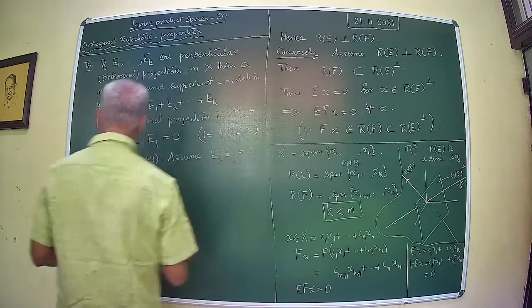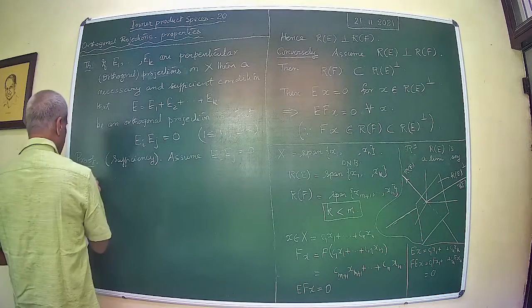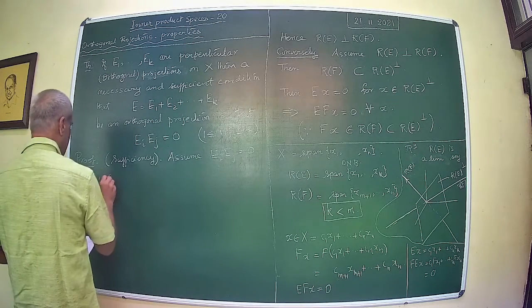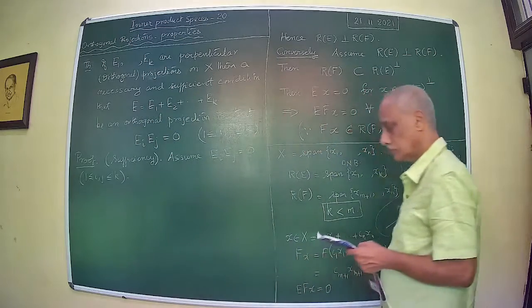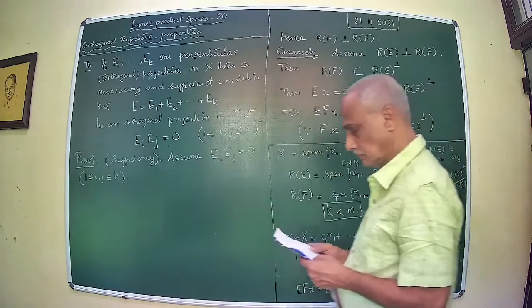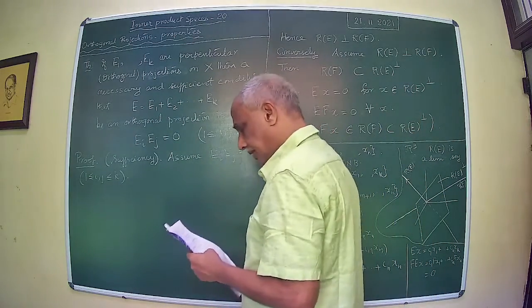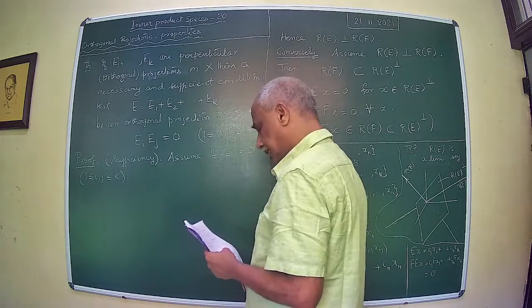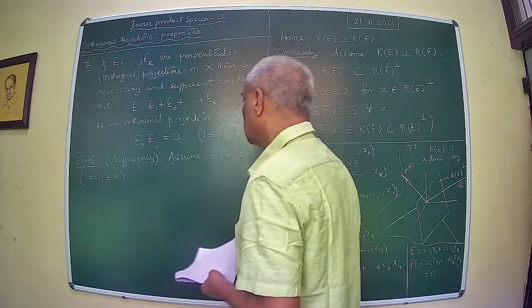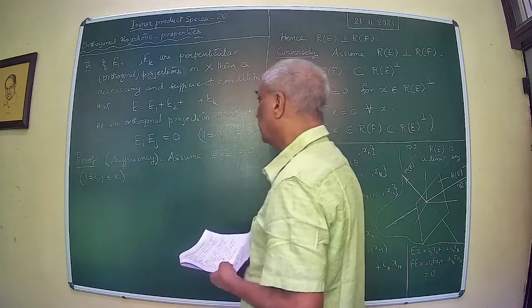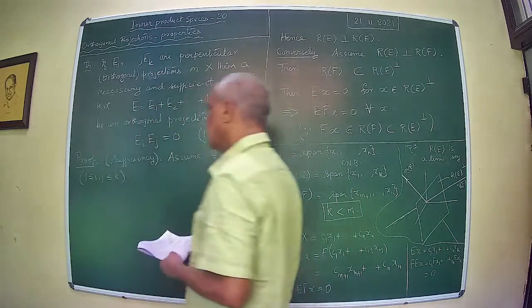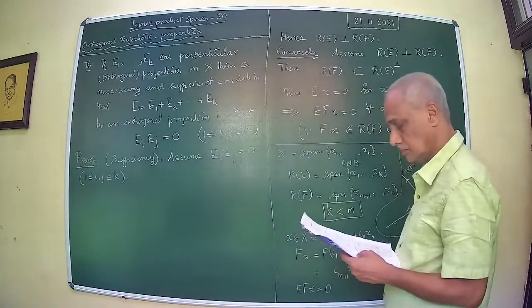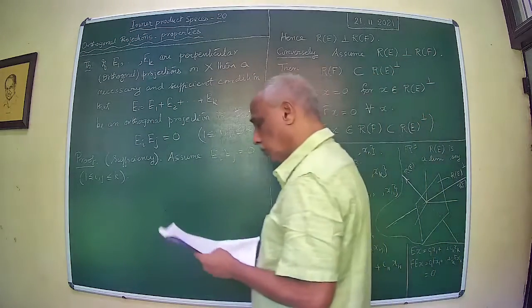Assume E_i E_j equal to 0 for i not equal to j. Then what we want to show is that E, defined as E1 plus E2 plus and so on up to Ek, is an orthogonal projection. So what do we do for this?